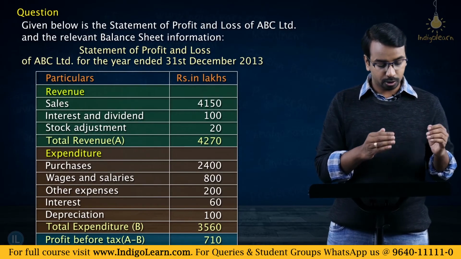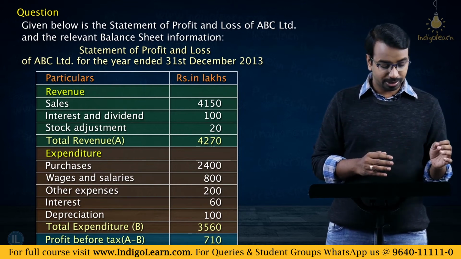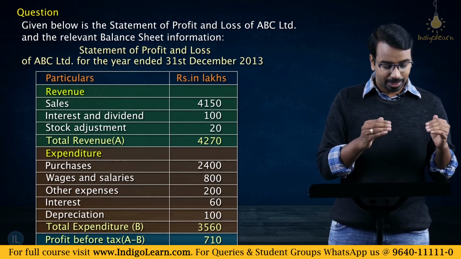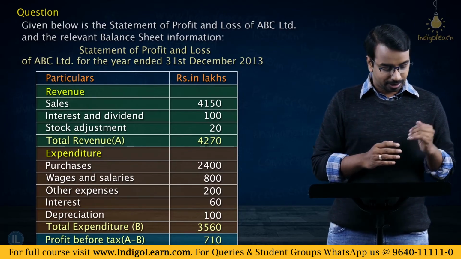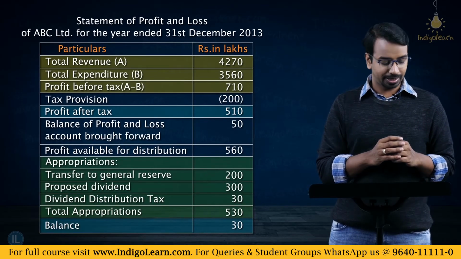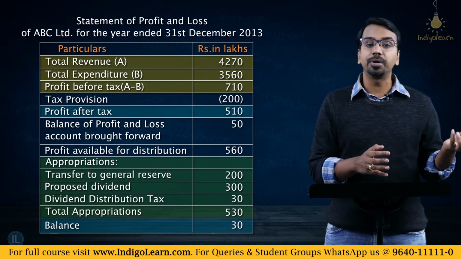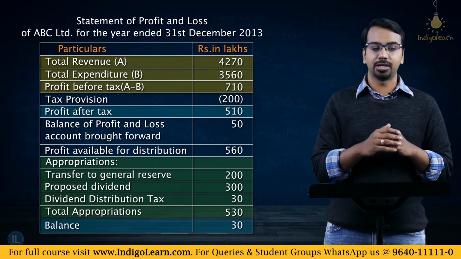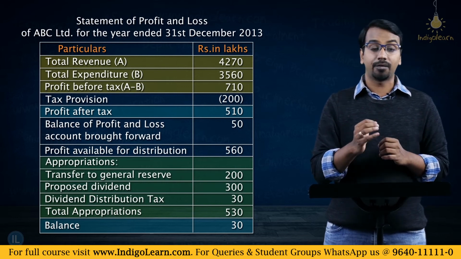Then stock adjustment, total comes to 4270. On the expenditure side we have purchases, wages and salaries, other expenses, interest, depreciation and profit before tax. So profit before tax is given as 710. Then you have tax provision of 200. Profit after tax for the year 510, and you have balance of profit and loss account brought forward. This is nothing but the opening profit and loss account balance, which is 50. Then profit available for distribution, whatever you have earned plus whatever is the opening balance, the total available is 560.